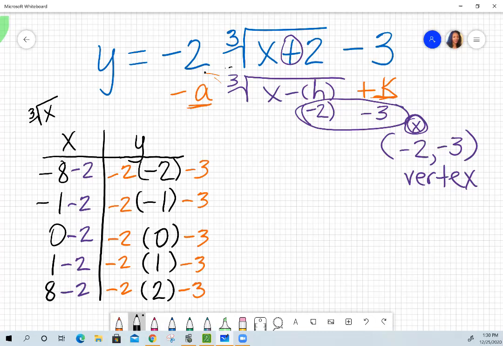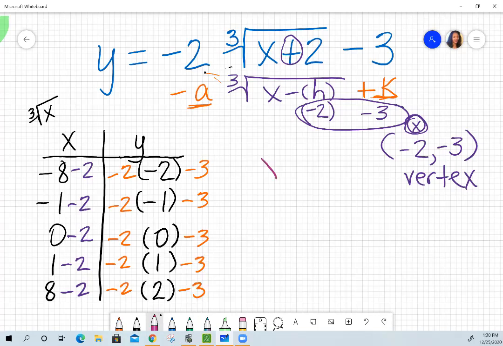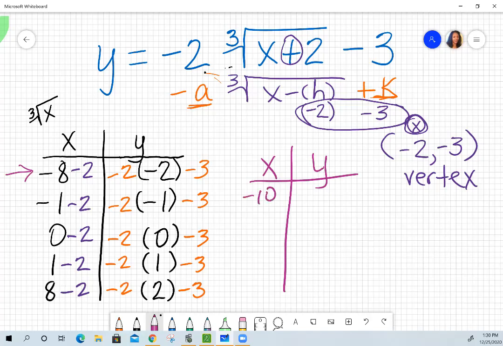All right, so now once I get this information, I'm going to create a new table, which is just a simplified version of this information. So for my x values, -8 plus -2 is -10. And then on this side, my y values, -2 times -2 is +4. +4 minus 3 is 1. And then I would just simplify all the way down.